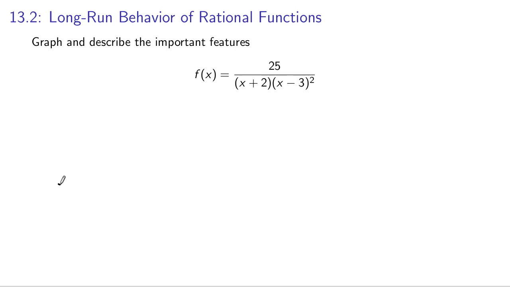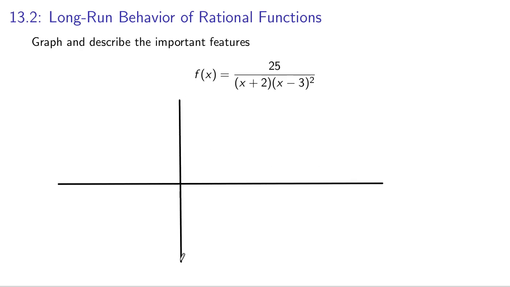Let's do another example of graphing and describing the features. So here we have a different one where the numerator is just a number, so there's no zeros in the numerator. In the denominator we have a triple 0 at 2, a double 0 at 3. 1, 2, 3. That just means we'll have a vertical asymptote.